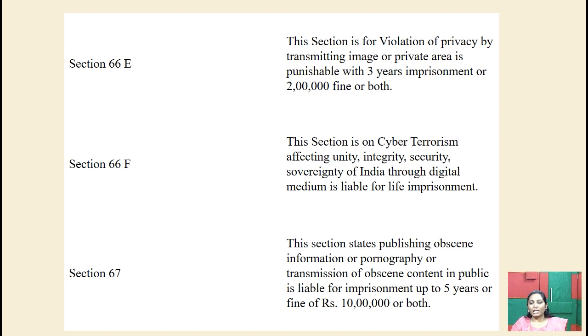Section 67. This section states that publishing obscene information or pornography, or any transmission of obscene content in public, is liable for imprisonment up to 5 years or a fine of 10 lakh. If anyone publishes information related to pornography, it has 5 years imprisonment or 10 lakh fine.